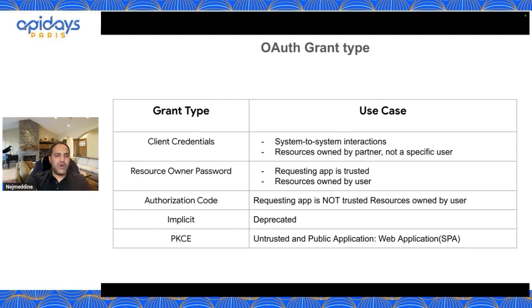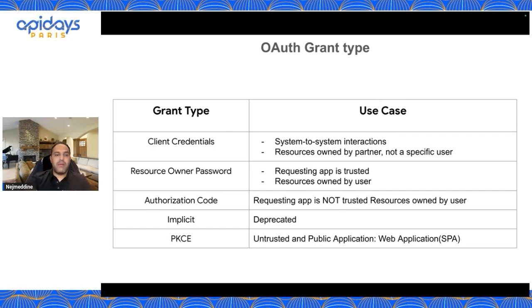So the first one is the client credential. The client credential is mainly used when there is a system-to-system interaction. The resource also is owned by a partner and not a specific user.